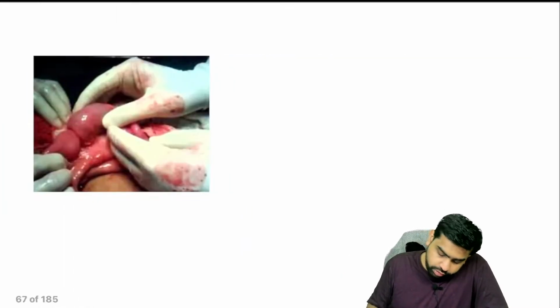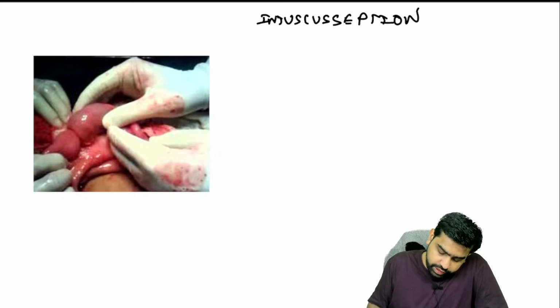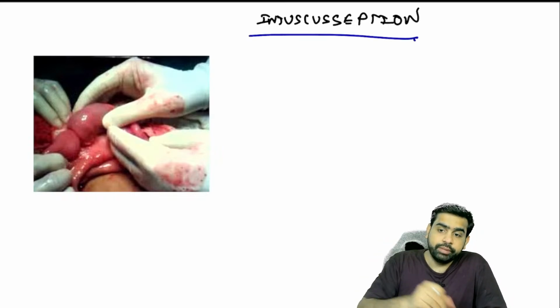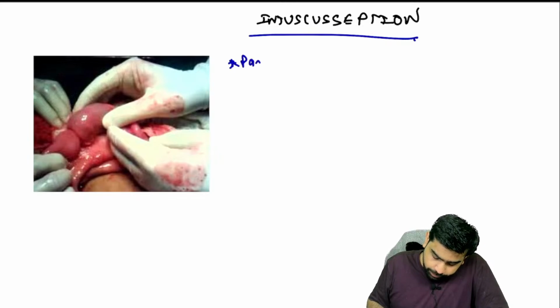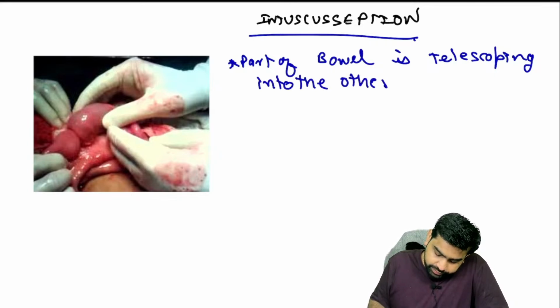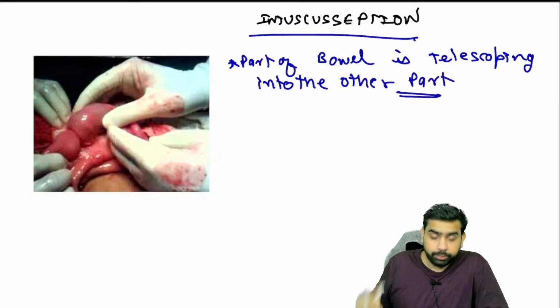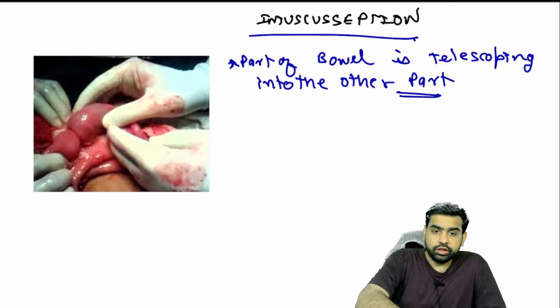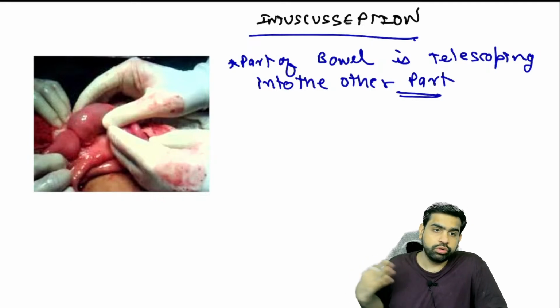So what is the intussusception? Intussusception is a condition where a part of the bowel is telescoping into the other. So here, the part of the bowel is telescoping into the other part. It means that one part of the bowel is telescoping into the distal part of the bowel. This is what is referred to as an intussusception. You understand my point?